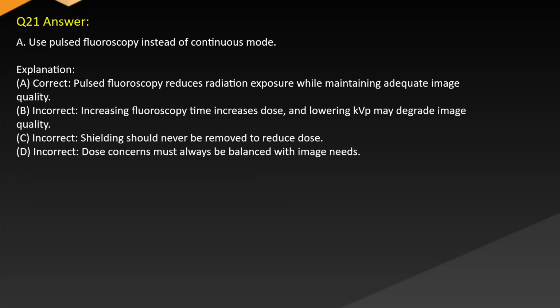Answer A. Use pulse fluoroscopy instead of continuous mode. Explanation. A. Correct. Pulse fluoroscopy reduces radiation exposure while maintaining adequate image quality. B. Incorrect. Increasing fluoroscopy time increases dose and lowering kVp may degrade image quality. C. Incorrect. Shielding should never be removed to reduce dose. D. Incorrect. Dose concerns must always be balanced with image needs.